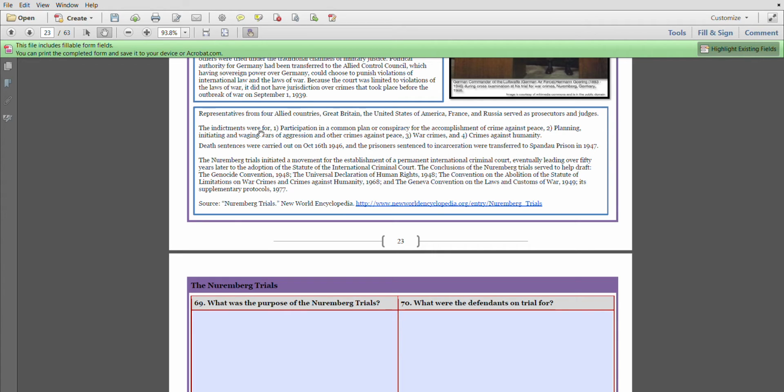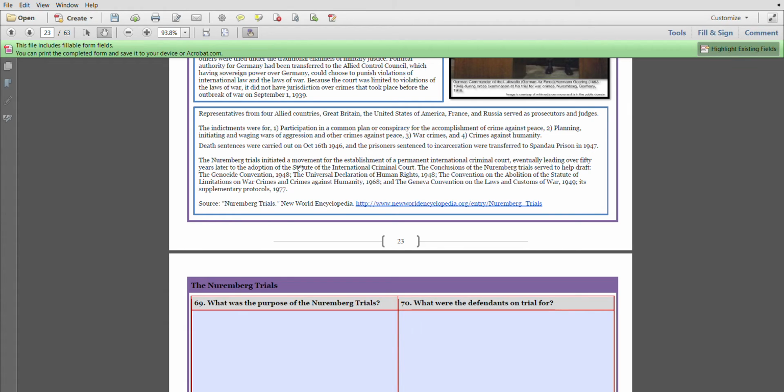The indictments were for 1. Participating in a common plan or conspiracy for the accomplishment of a crime against peace. 2. Planning, initiating, and waging wars of aggression and other crimes against peace. 3. War crimes. And 4. Crimes against humanity. Death sentences were carried out on October 16, 1946, and the prisoners sentenced to incarceration were transferred to Spandau Prison in 1947.